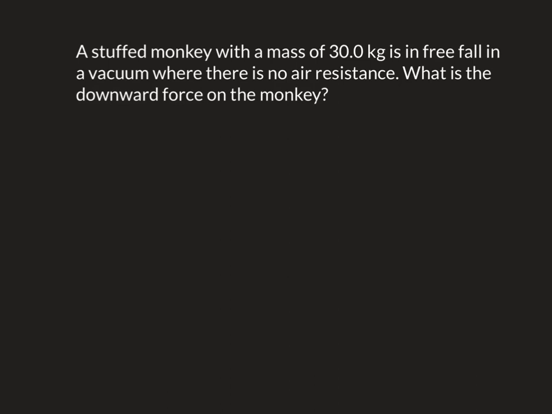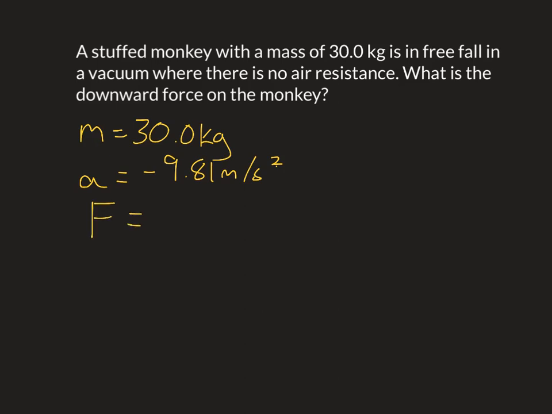So again, looking at what the problem gives us, it gives us a mass of 30.0 kilograms. It's not telling us the acceleration, but because this thing is in free fall, we know it's negative 9.81 meters per second squared. And then it's asking again, what is the force of gravity? What is the downward force acting on this object?